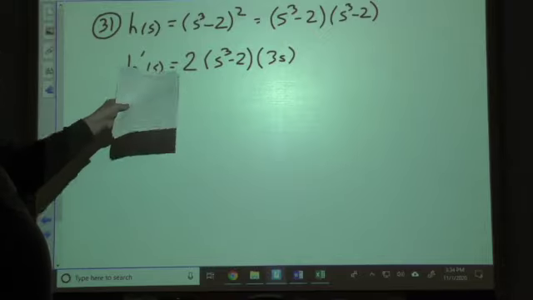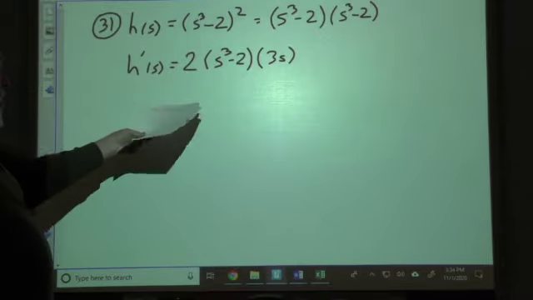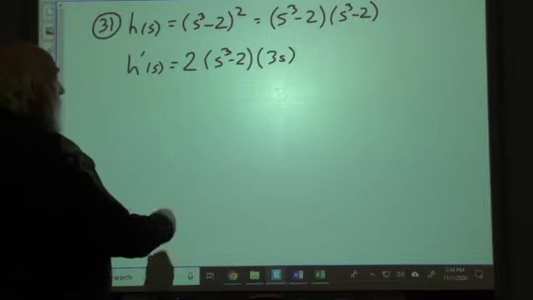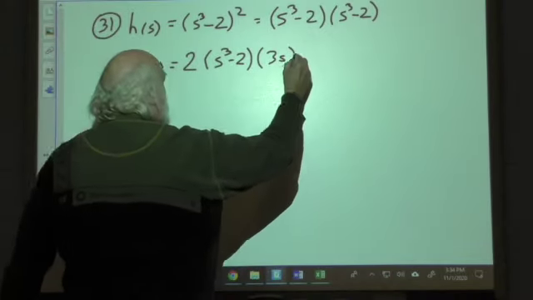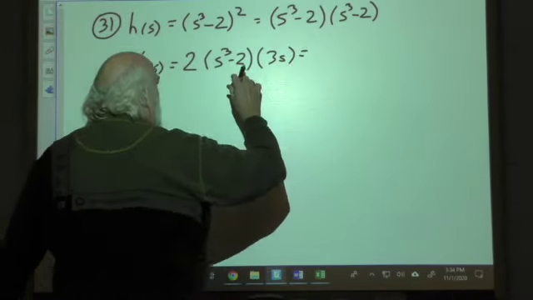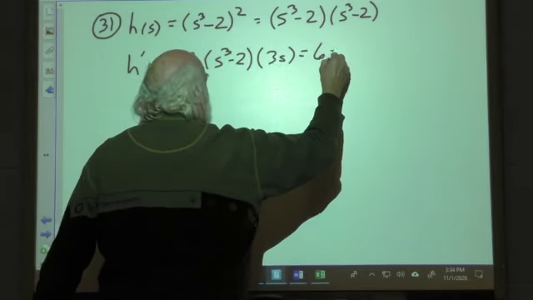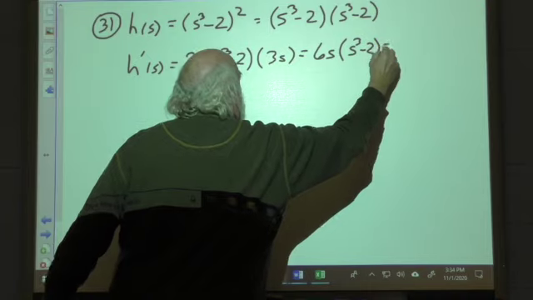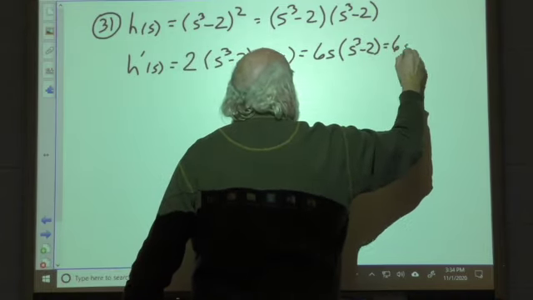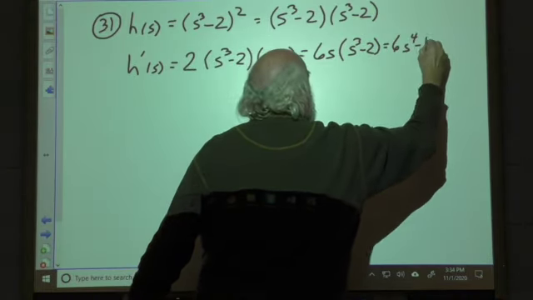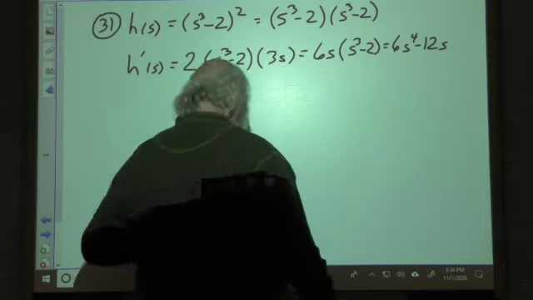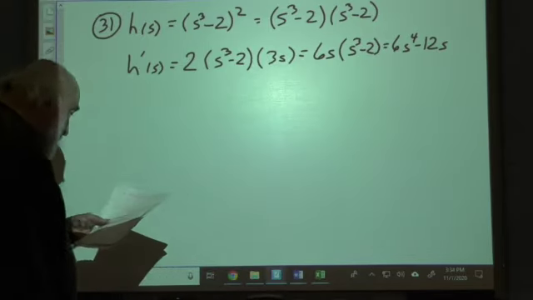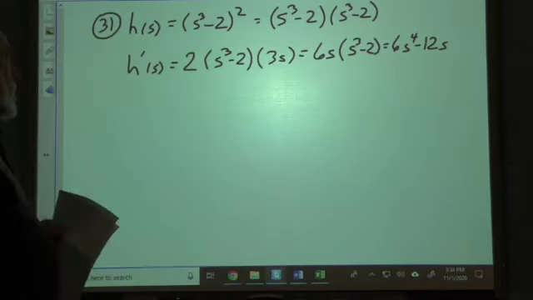And the 2 there is because we're going to get it twice, we're adding it together, so that's where I got that from. I go ahead and multiply everything through. 2 times 3s is 6s. 6s times s cubed minus 2 becomes 6s to the 4th minus 12s. And there is your answer.